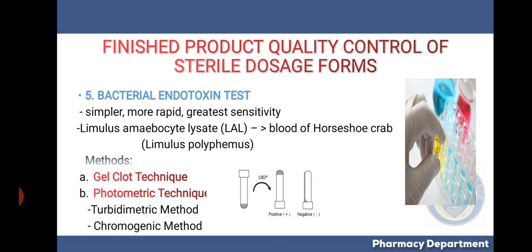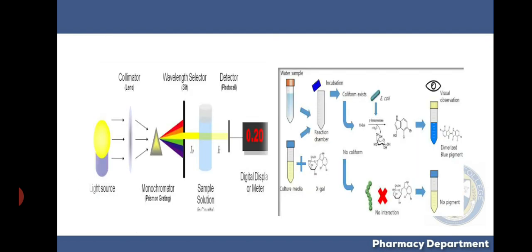For the turbidimetric method, it measures turbidity. For the chromogenic method, color determination is used. So remember, in the chromogenic method, in the sample tube, if the color of the solution is yellow, it means there is a presence of bacterial endotoxins. So these are the examples of turbidimetric and chromogenic methods.